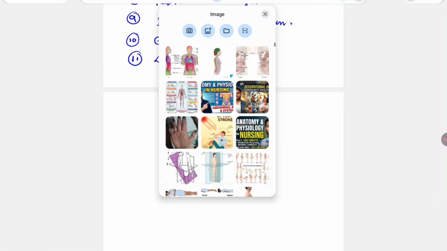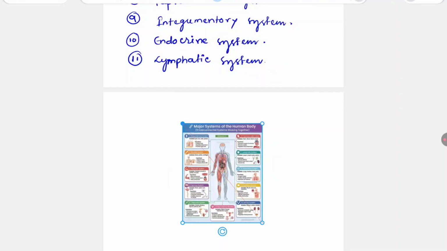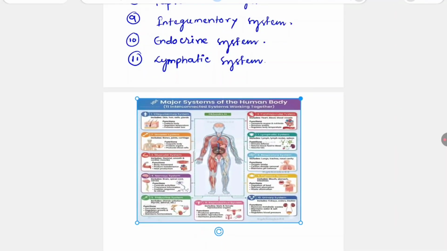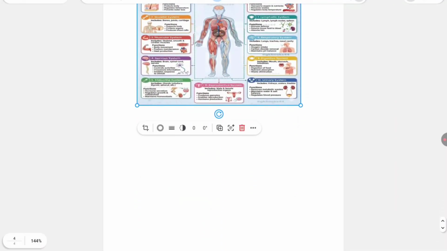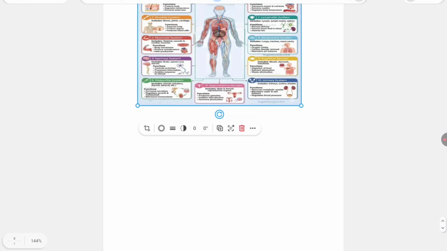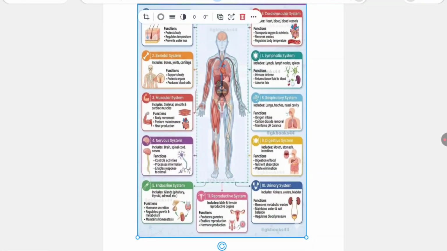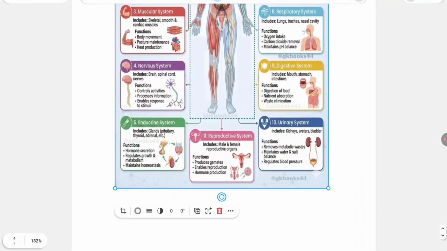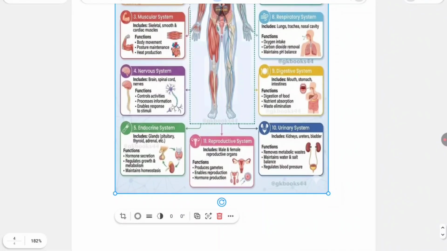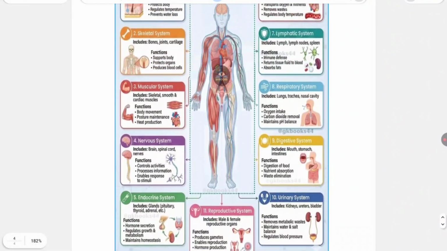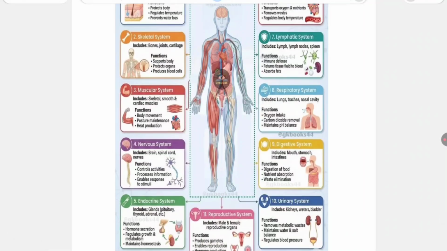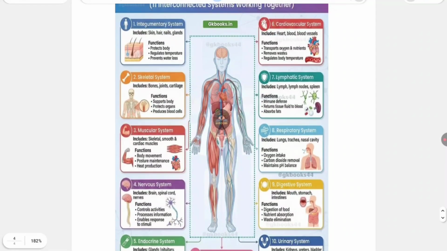I will show you one picture. In that picture you will get all the photos, and you can remember them. See here, all the systems we are having, in that picture you have to remember them.